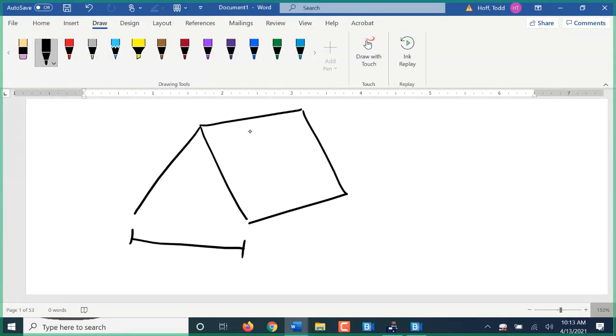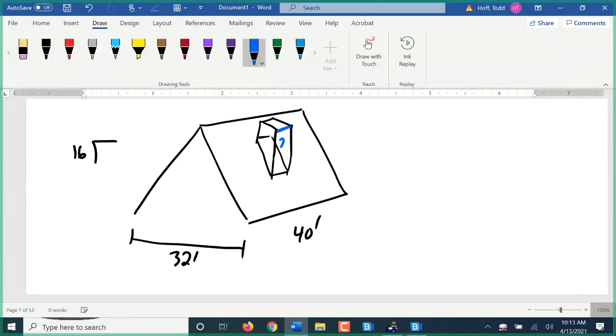Look at a roof area. We got a chimney coming out of it. I want that drawn. So let's give us a 32-foot span, 40-foot ridge length here, or run. We're going to call this a 16/12 slope. And our chimney here is going to be 2 feet by 4 feet. So it is large enough to be a significant chimney.